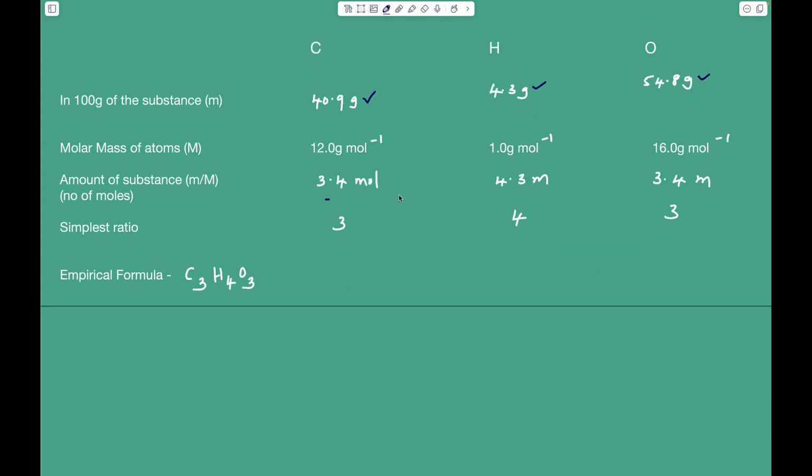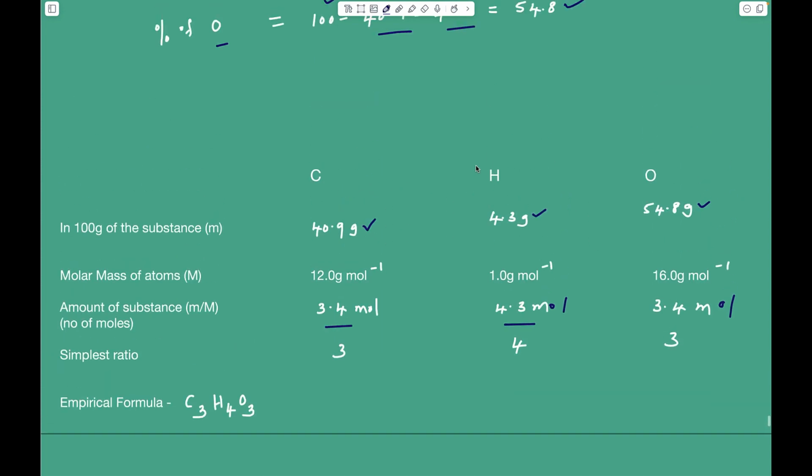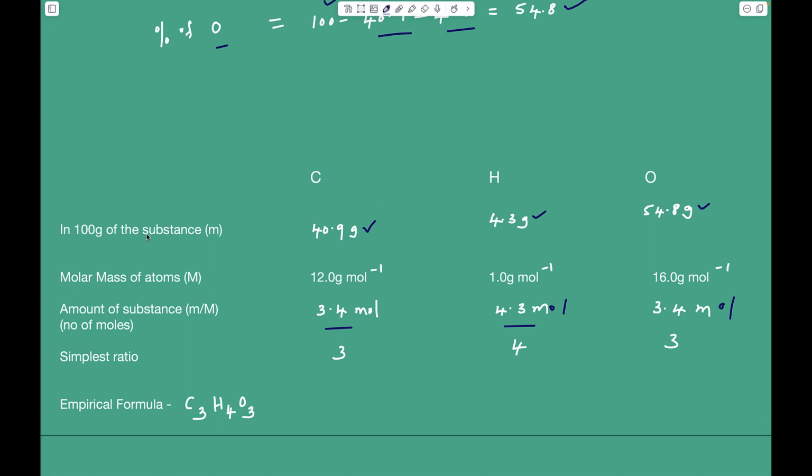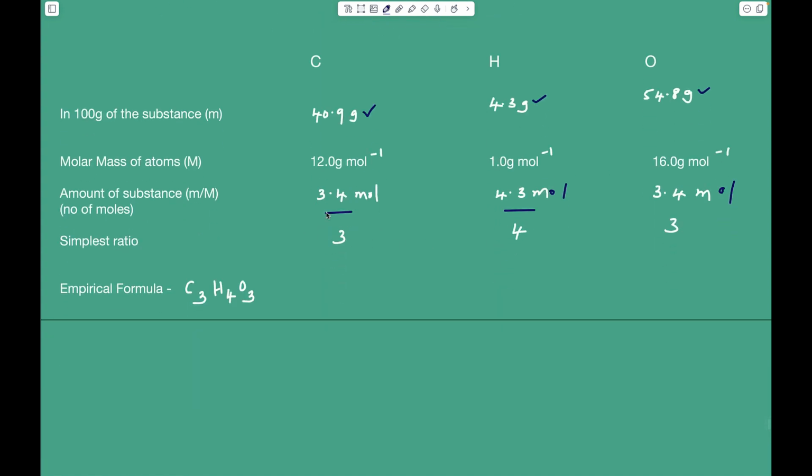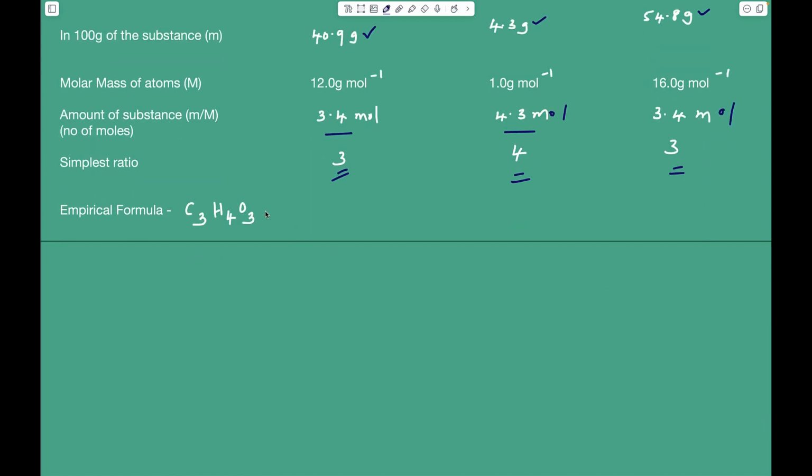So these are the number of moles you would get for these 3 elements in 100 grams of ascorbic acid. Here the common factor, the greatest common factor between them, I think, is approximately 1.1, and 3.4 over 1.1 is approximately 3. 4.3 over 1.1 is approximately 4, and again this is approximately 3 within the experimental error. Then the empirical formula of ascorbic acid becomes C3H4O3.